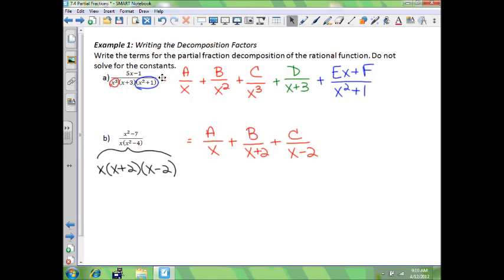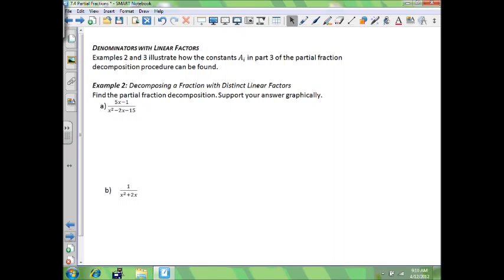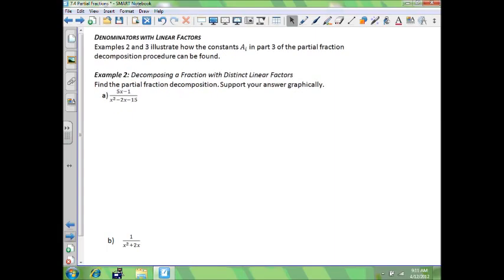First example wasn't too difficult. Let's move on to example 2. Now, denominators with linear factors. Examples 2 and 3 illustrate how the constants a sub i in part 3 of the partial fraction decomposition procedure can be found. The book that we use actually uses a sub 1, 2, 3, 4. We don't have to do that. We can use A, B, C, and D. It means the same exact thing. Now, the big thing before we do this, we have to factor the denominator.